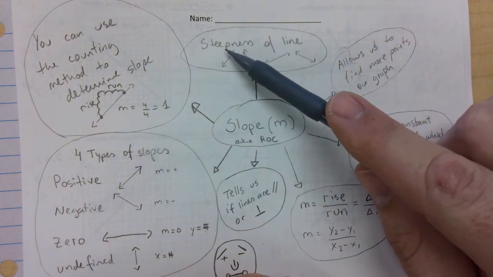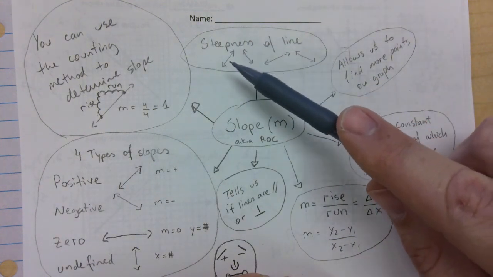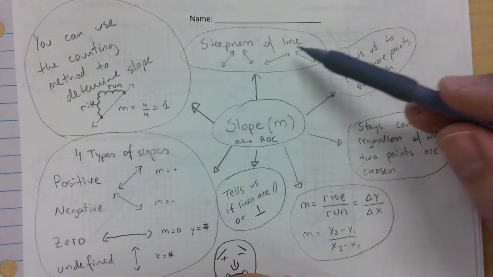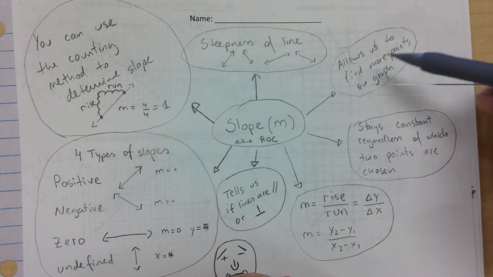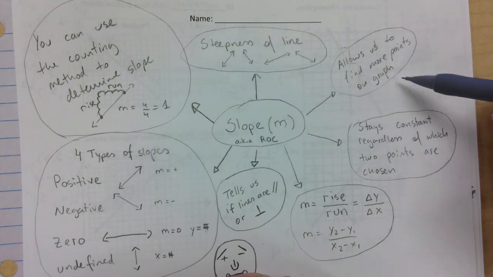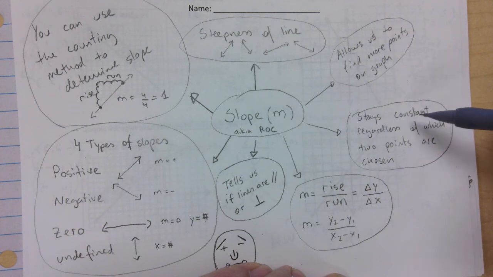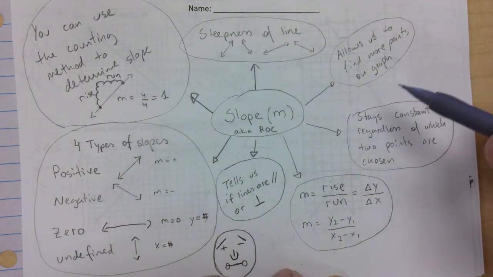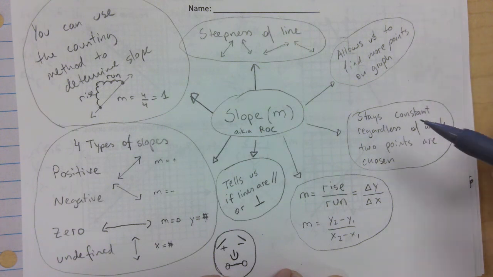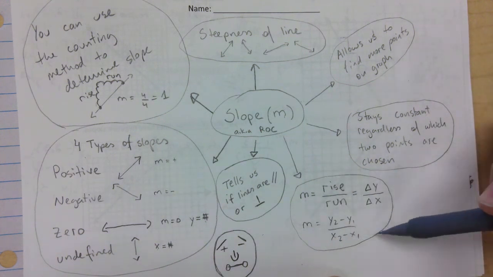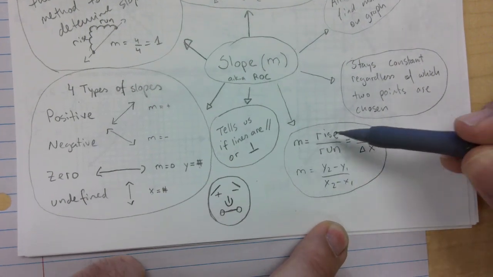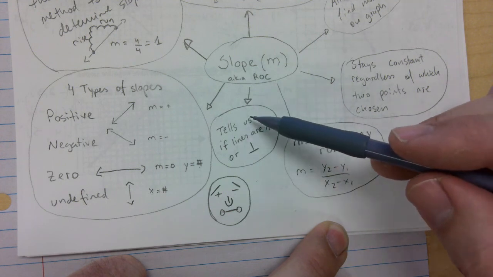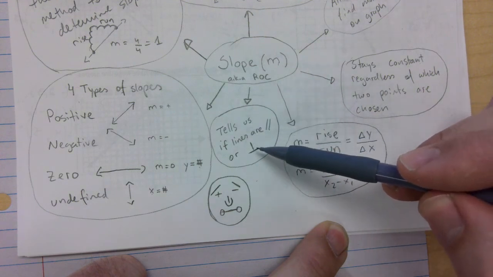It tells us the steepness of the line. So whether it's going to be very steep or shallower, right? Less steep. It allows us to find more points on the graph. It stays constant regardless of which 2 points you pick, right? If it's a straight line, it should be the same no matter which 2 points you pick. It can be calculated this way. So this is the way we calculate it. If I'm asking you to calculate it, it will tell us if lines are parallel or perpendicular.